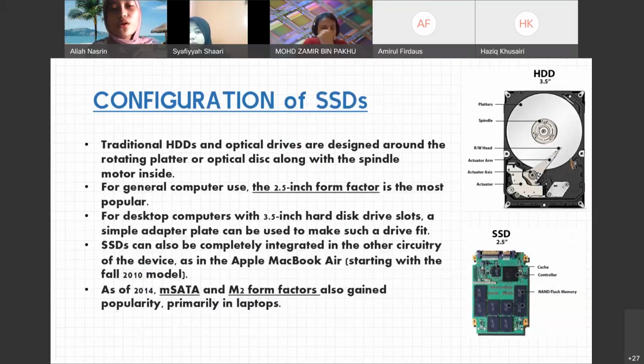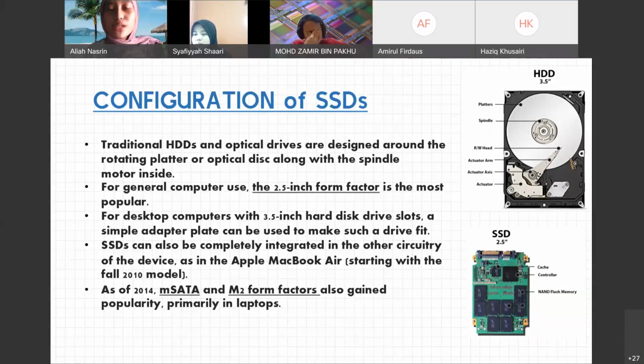Okay, so for the configuration part, the size and shape of any device mostly depend on the components used to make the device. But traditional HDDs and optical drives are designed around the rotating platter or optical disc along with the spindle motor inside. If an SSD is made up of various integrated circuits and an interface connector, then the shape will no longer depend on the shape of the rotating media drive.